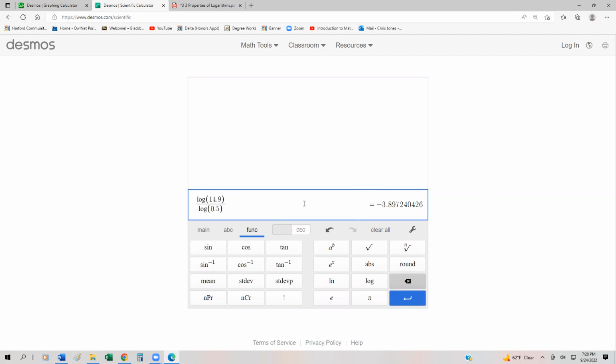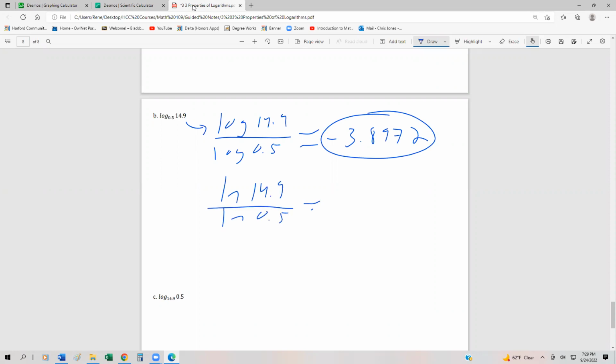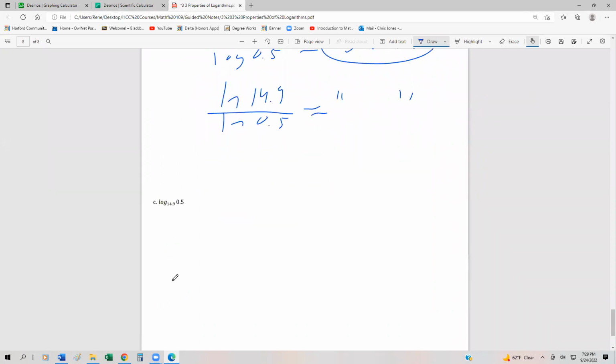Let's see if that's the same if I use the natural log of 14.9 divided by the natural log of 0.5. Notice both times we get the exact same thing, negative 3.8972. So this is going to be approximately negative 3.8972 either way, or if we wrote it as ln 14.9 divided by ln 0.5, same thing.